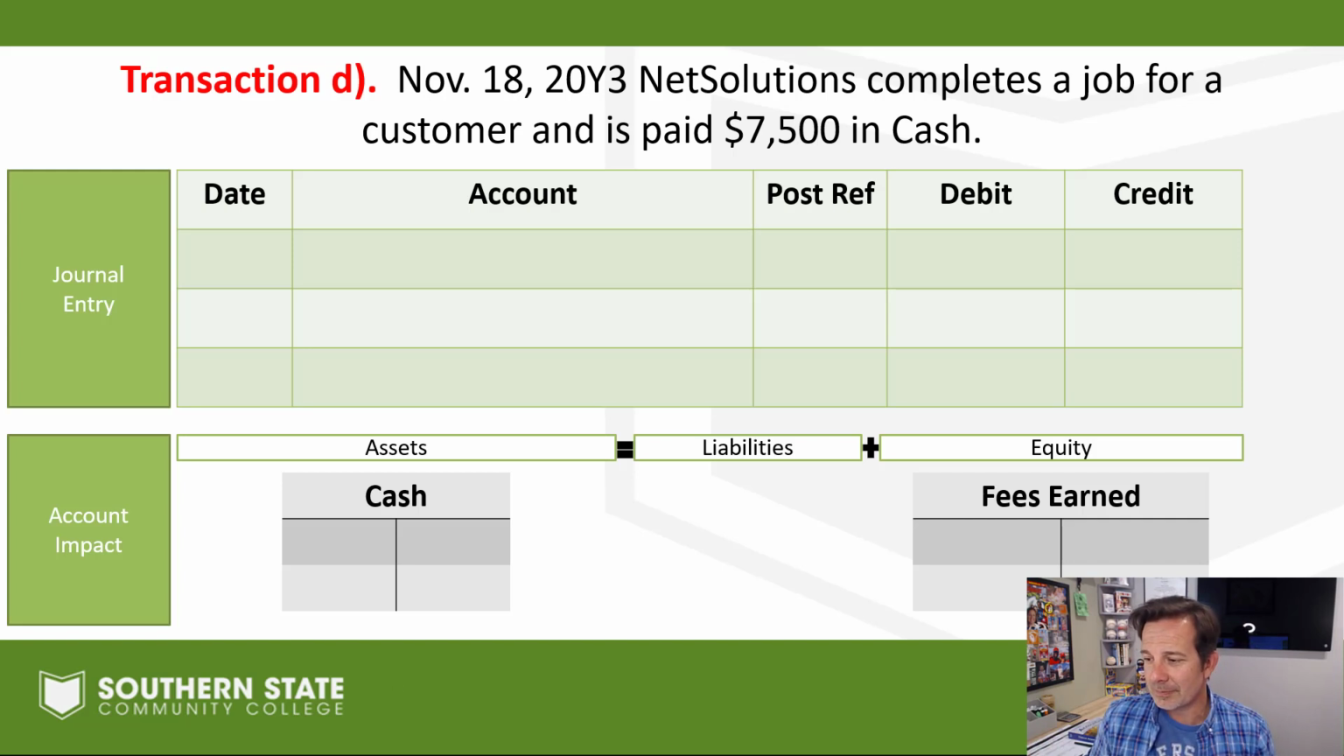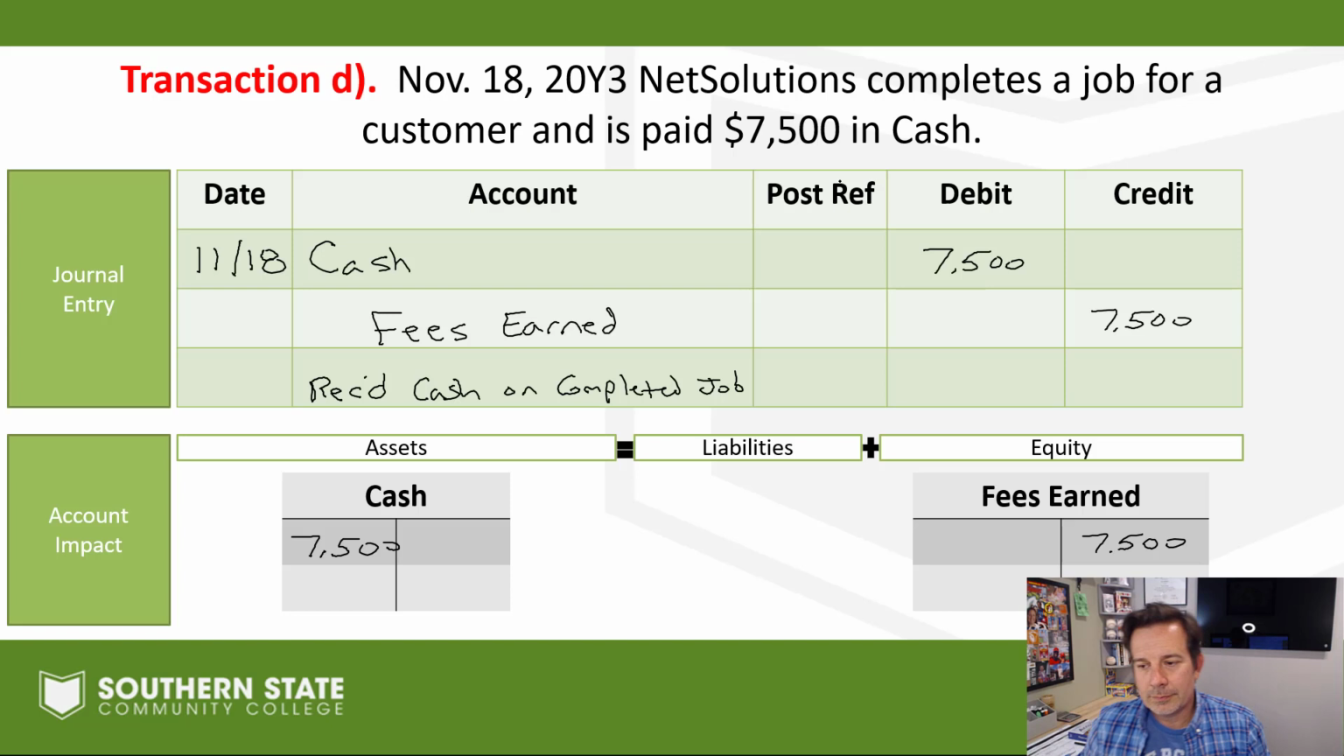Alrighty, so I've got our journal entry made. Hopefully you have the exact same thing. We have a debit to the cash account, $7,500. We got a credit to our revenue account, fees earned. My description: received cash on a completed job. And so, okay, how do you know to debit cash? How do you know to credit fees earned?